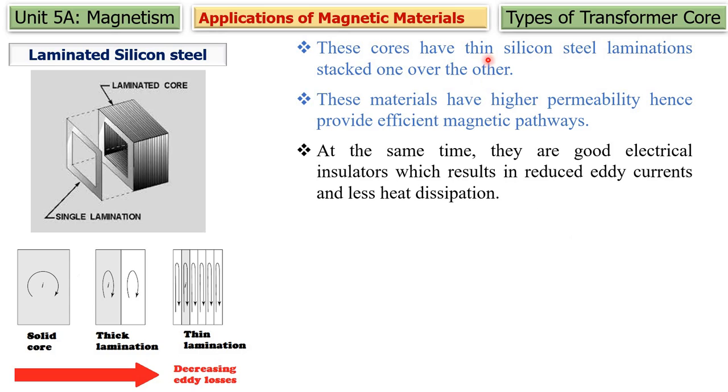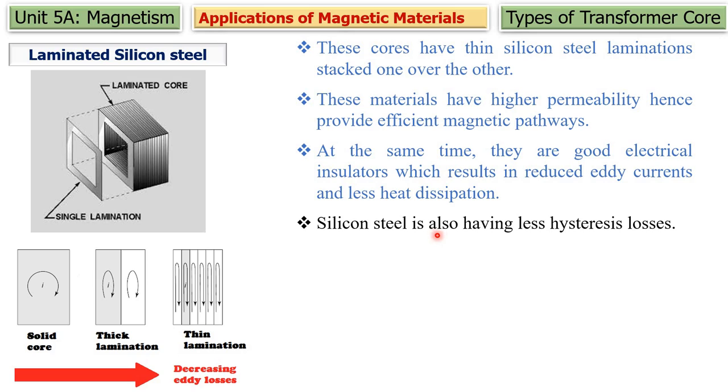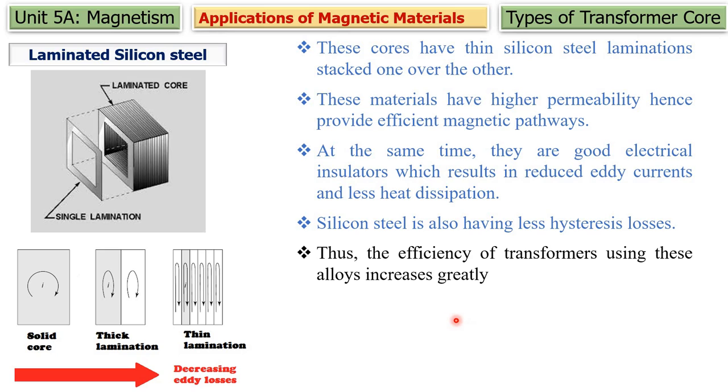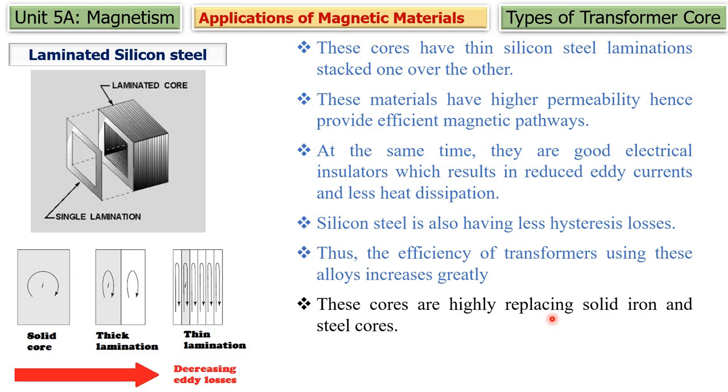So this is a good advantage of silicon steel when it is used as a magnetic core. First, it provides higher permeability. At the same time, it is a good electrical insulator, so it reduces eddy current losses. One more thing is that silicon steel is a soft magnetic material, and that's why it also has less hysteresis losses as compared to iron. Because of all these advantages, the efficiency of transformers using these alloys increases greatly, and that's why these cores are highly replacing solid iron and steel cores.